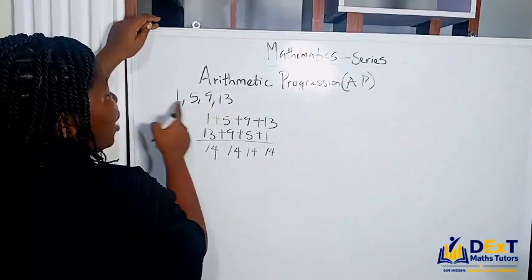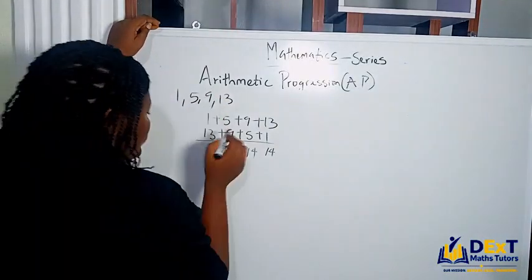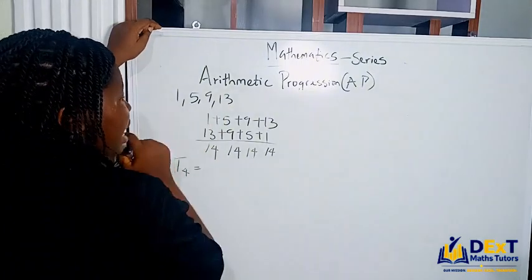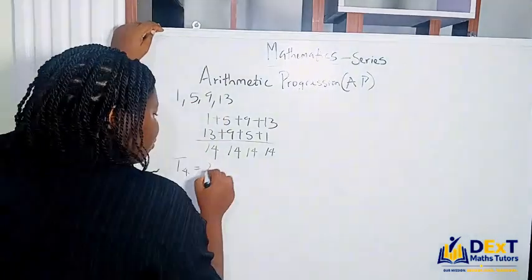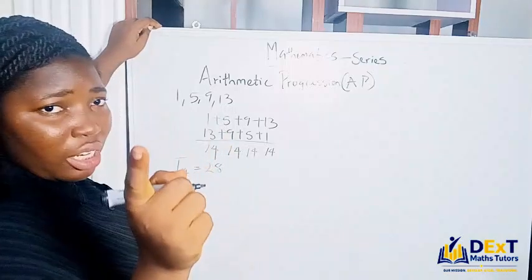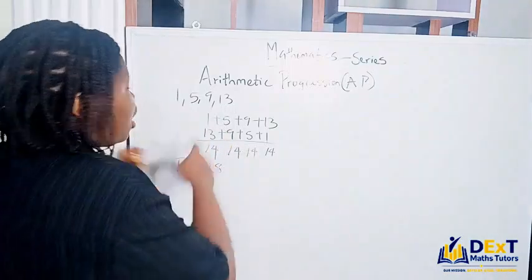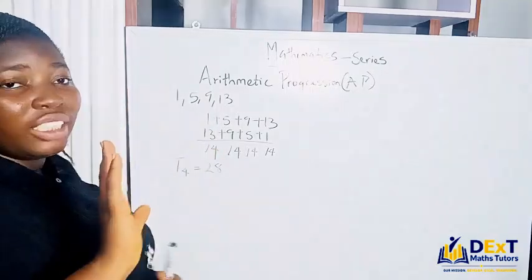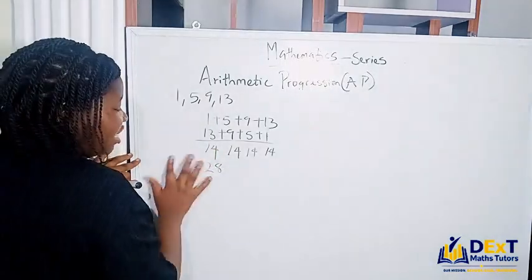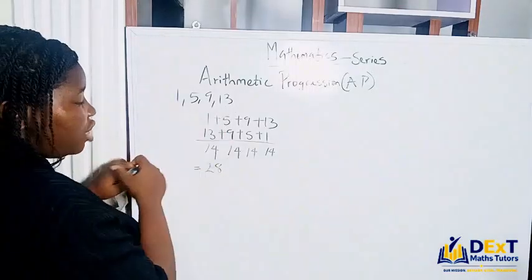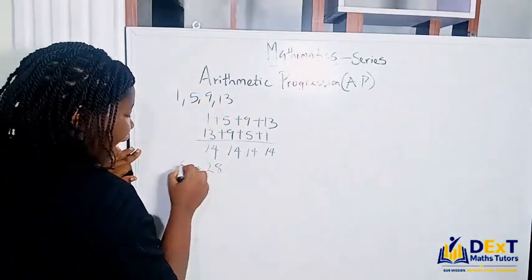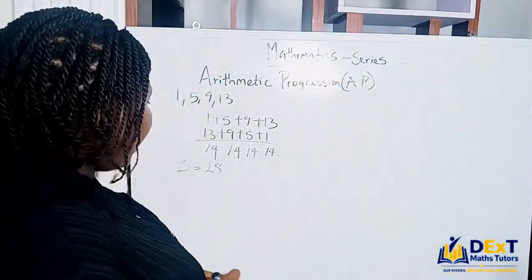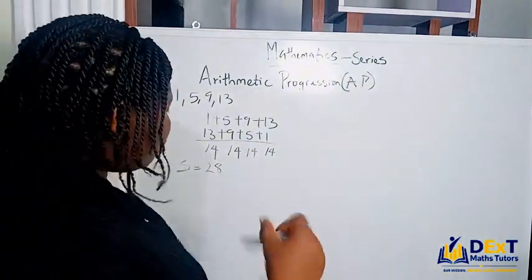Now, how many terms do we have? T1, T2, T3, T4. Ordinarily, we can say T4. If you add 13 plus 9 plus 5 plus 1, we get 28. These are 4 terms of a sequence, and adding them gives us 28. I would not want to represent this with T, so that you will not confuse 13 and 28. So let me represent it with S, for sum. Do you understand? So adding it up, we have 28.